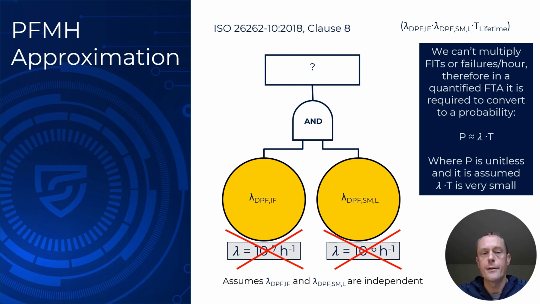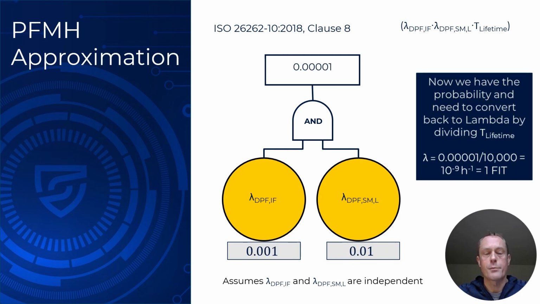So if I take that and convert my last expression into probabilities, then the probability of the dual point fault of the intended function is 0.001, again unitless. And then the dual point fault, the safety mechanism latent, is 0.01. We multiply those, we get the expression at the top. And then now I need to convert it back into lambda. So to do that, I take that probability divided by the time. In this case it is the lifetime, which is 10,000 hours. So this becomes lambda of 10 to the minus 9 failures per hour, which is 1 FIT.